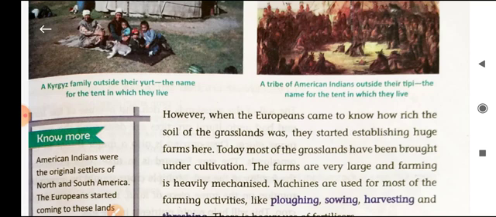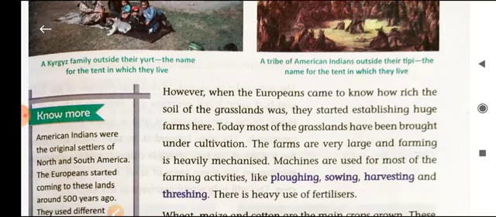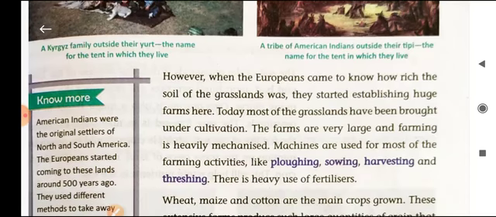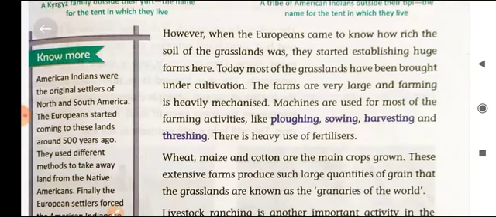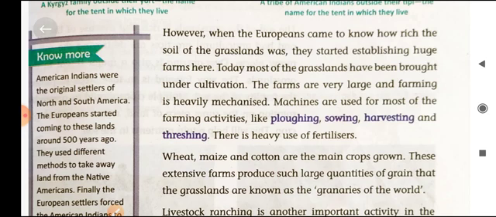In these farms, only a few people live in this region, so all the farming activities are done with the help of large machines like sowing, ploughing, harvesting and threshing. There is heavy use of fertilizer. Wheat, maize and cotton are the main crops grown in this region.